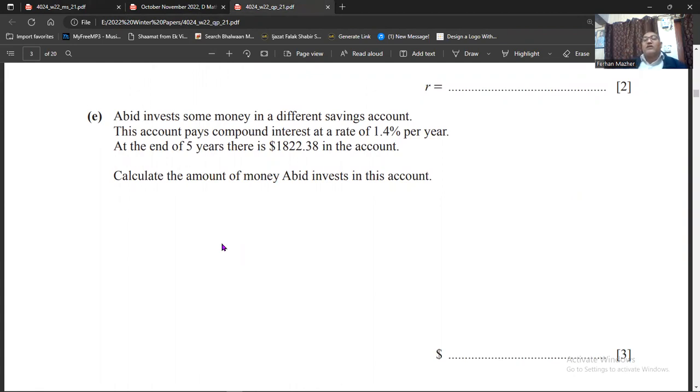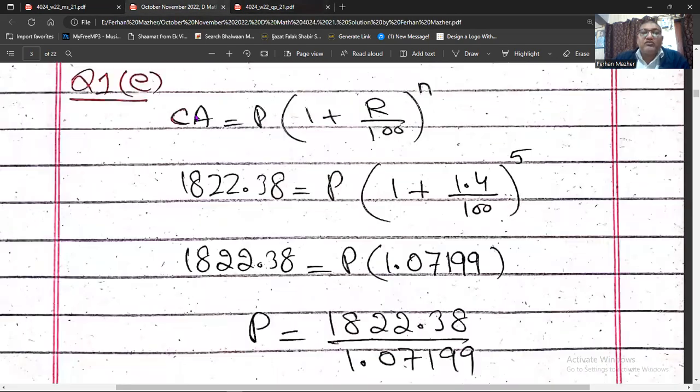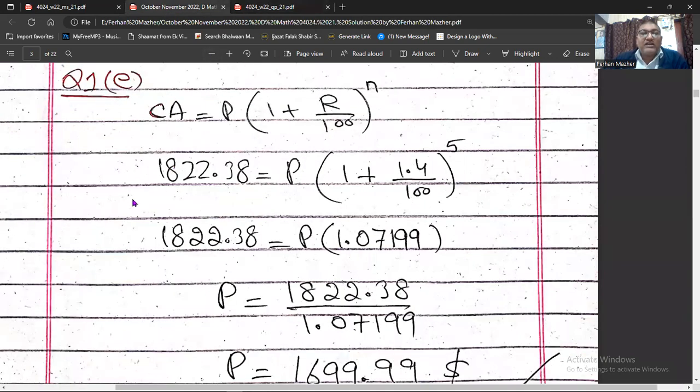So they are talking about compound interest, and the rate is 1.4% per year. The time is 5 years. The compounded amount is 1822.38. So what is the principal? Okay, the compounded amount, its formula. The formula for the compounded amount is CA, compounded amount, is equal to the principal, bracket start, 1 plus R, and under the R we have 100, bracket close, raised to power n.